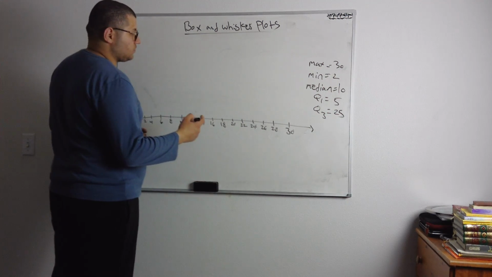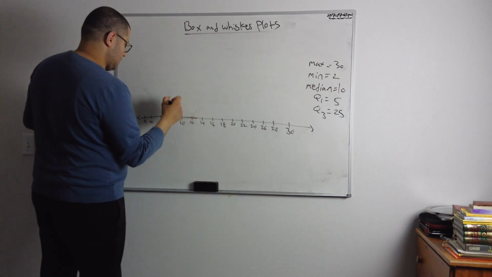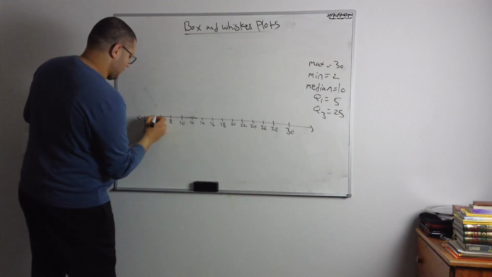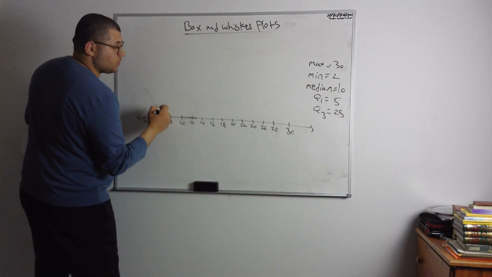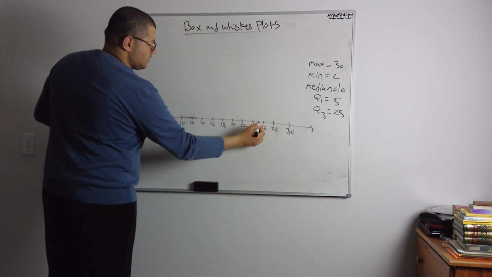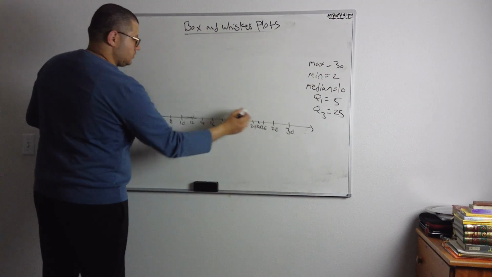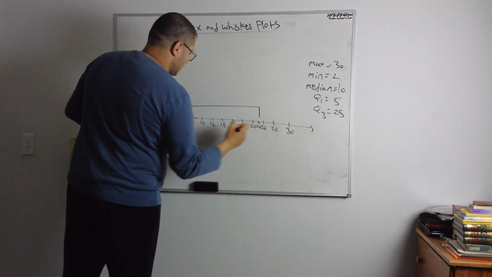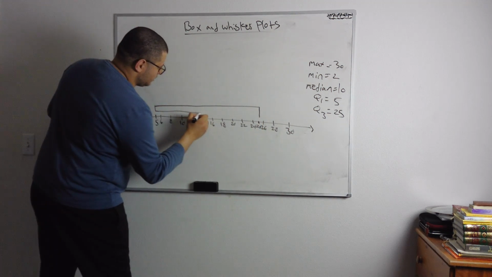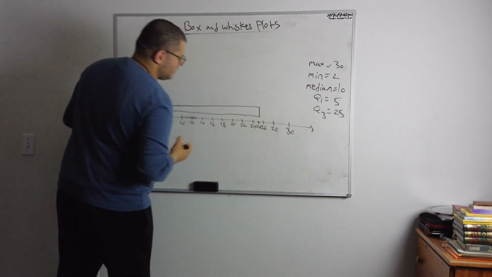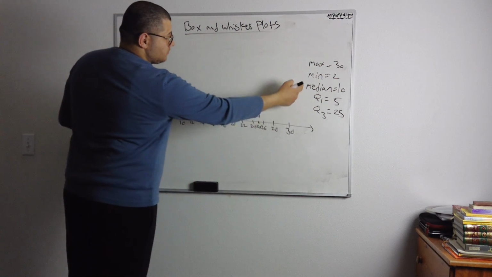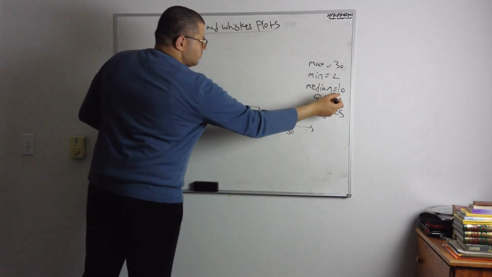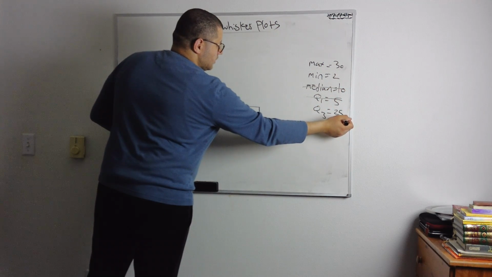So let's draw our box. The box will be around 10 right here. The quartile 1 is 5, so 5 is around here, right? And then quartile 3 is 25. 25 is right here. So the box will go from here to over there. Because the quartiles, they determine how big your box is, right? Okay? And then the median is what? Median is 10. So the median, that line inside the box will go here.